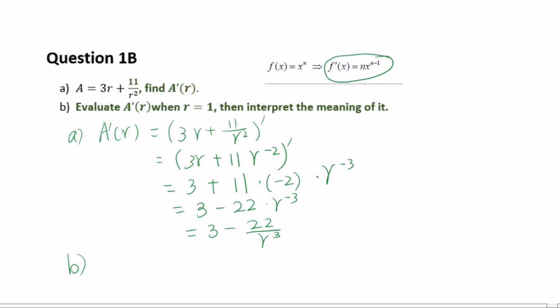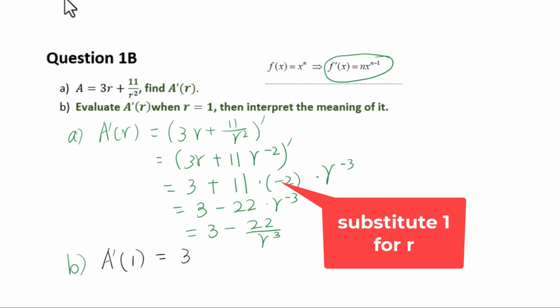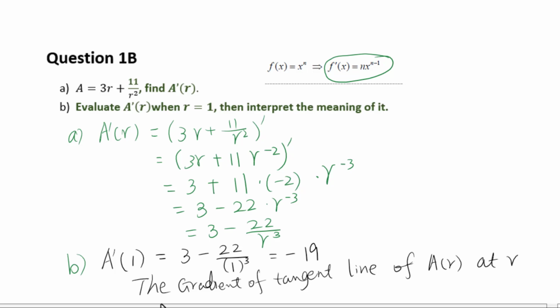For B, evaluate A prime of r when r equals 1. Then interpret the meaning of it. A prime of 1 equals 3 minus 22 over 1 to the third power equals negative 19. It means the gradient of the tangent line of A of r at r equals 1 is negative 19.